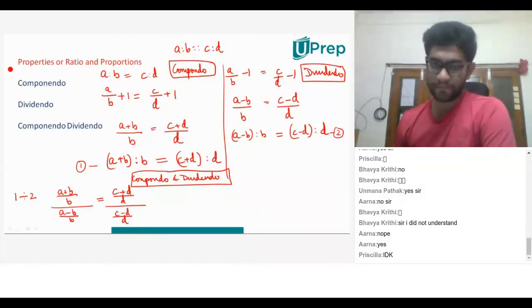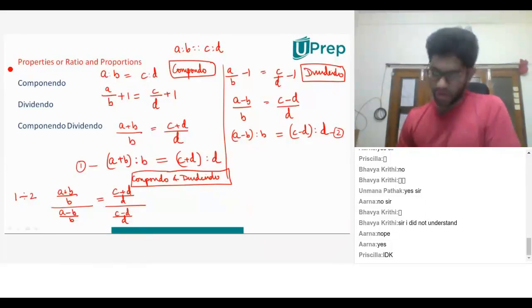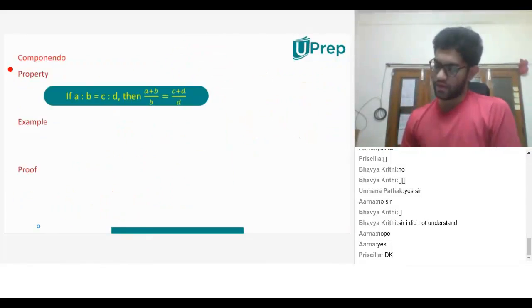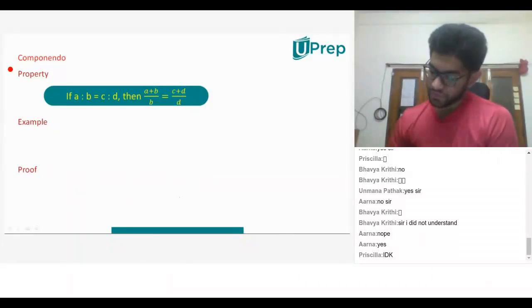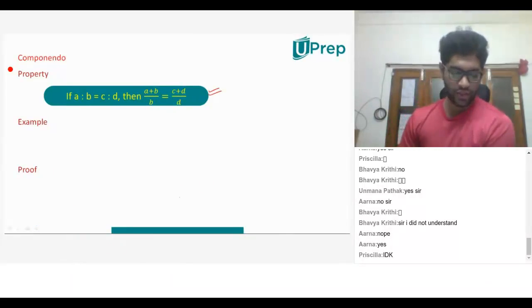Can you do it with numbers? Maybe it will be helpful. Okay, I'll do it with numbers. Thank you, sir. Let's look at componendo. We derived this. Let's look at an example.